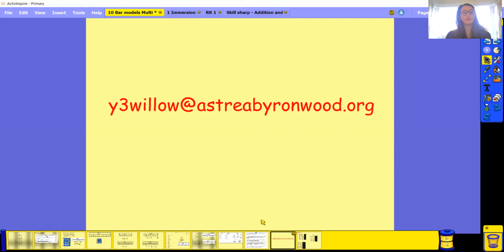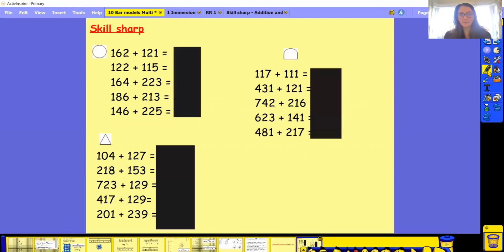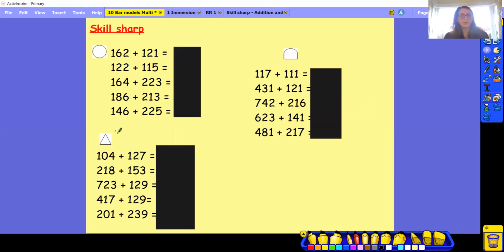Okay, so a bit of skill sharp. So we're doing addition today. So I'm going to start with one of these triangle questions. I'm ready for a bit of a hard one today. So if you want to, you can put your hundreds, tens, and ones. Sometimes it's easier just to keep everything all together in one box. And remember, the biggest number always goes on top. It's just a really good habit to get into.